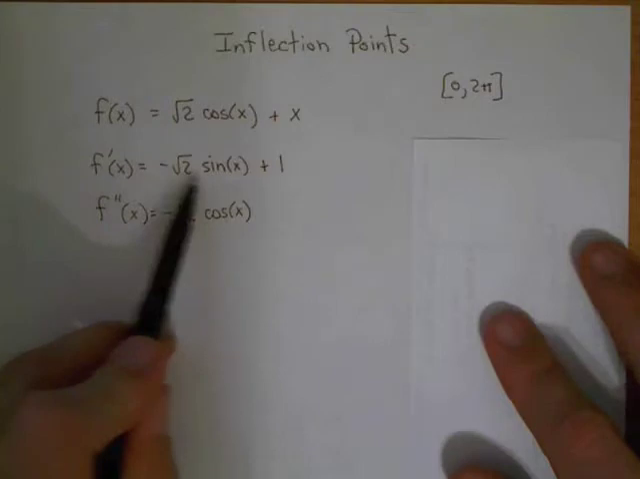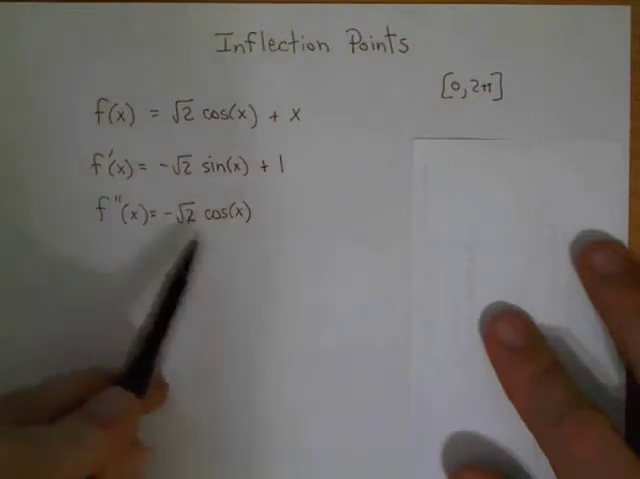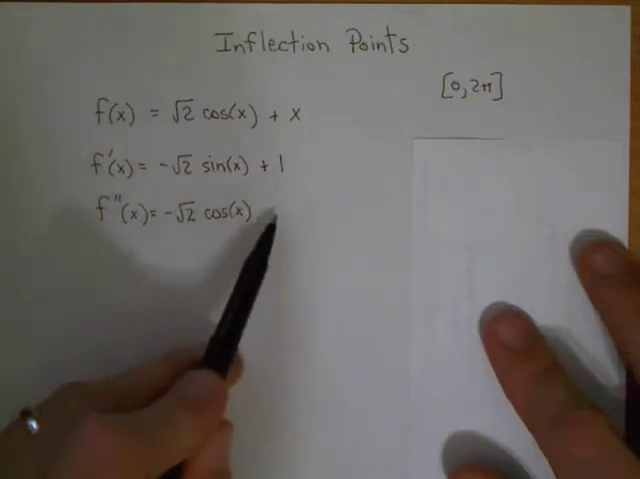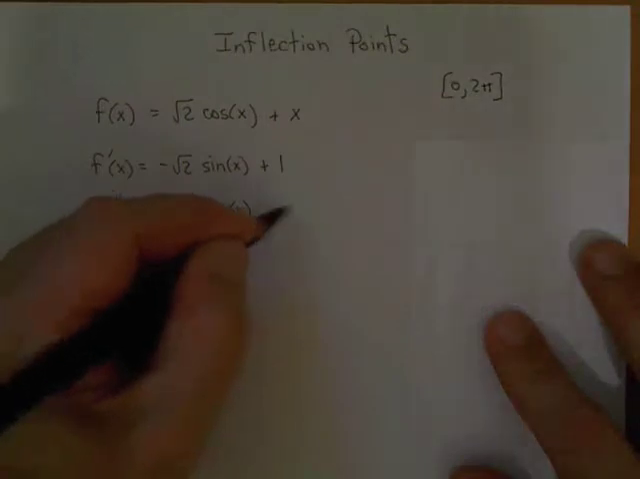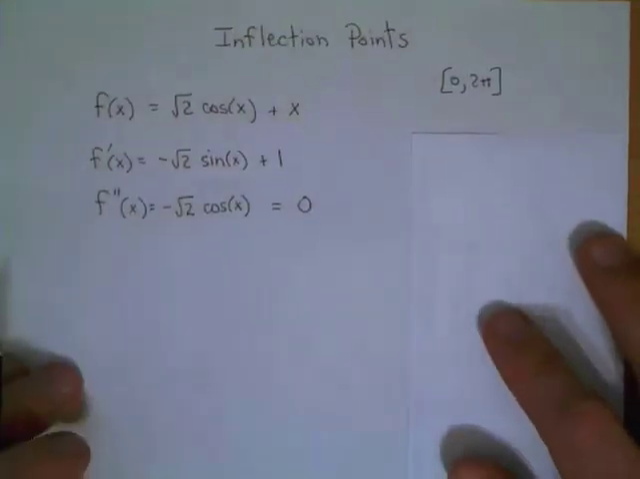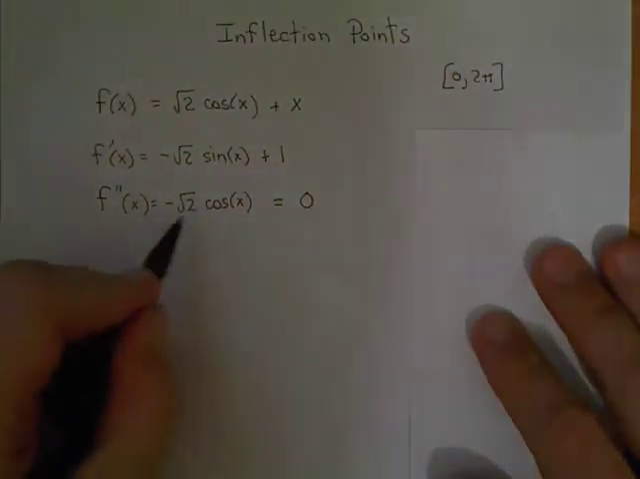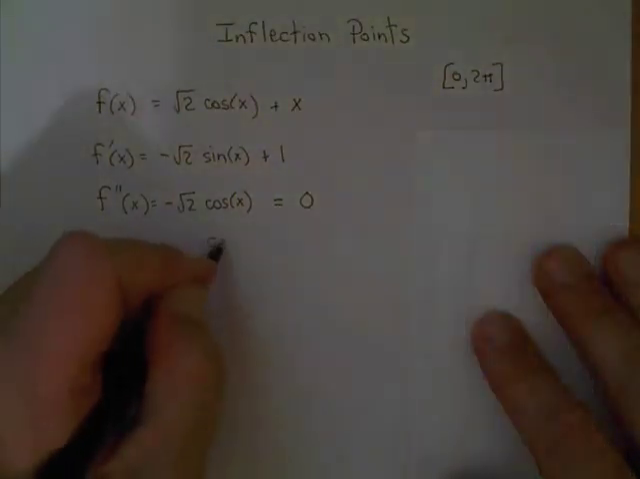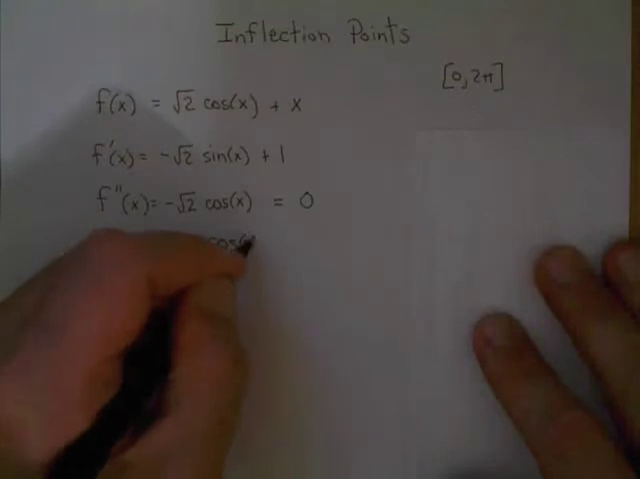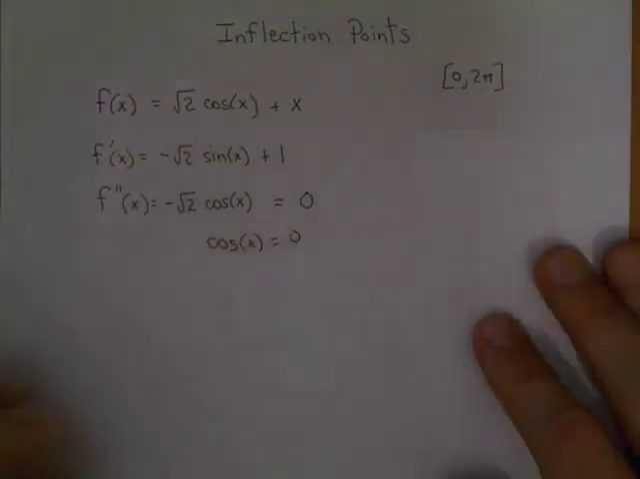The derivative of sine is cosine, so the negative square root of 2 would stay in place, plus 1, the derivative of 1 is 0. And then we would want to set that equal to 0 because our possible inflection points occur when the second derivative is 0. So solving this equation, we would divide by negative square root of 2, and that would give us when cosine of x equals 0.